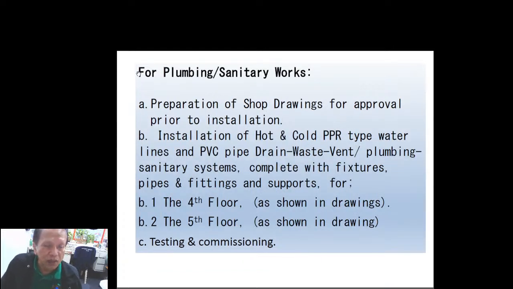Plumbing sanitary works, preparation of shop drawings for approval prior to installation. Installation of hot and cold PPR, polypropylene type water lines, and PVC pipe, drain waste vent, ito yung kulay orange, plumbing sanitary systems, complete with fixtures, pipes, fittings, and supports. For the fourth floor, as shown in the drawings. B2, the fifth floor, as shown in the drawings. Then, testing and commissioning. So, ganun lang, ha?